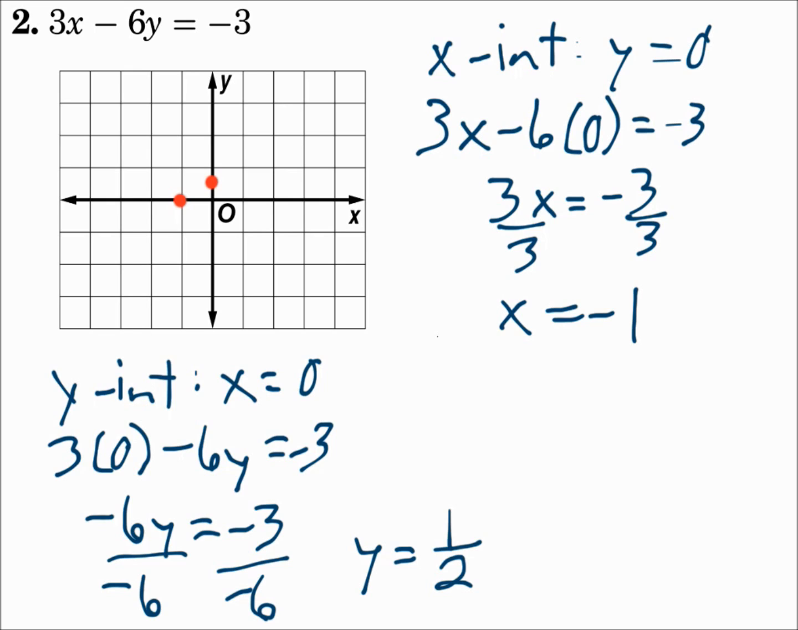So we have the intercepts now. Connect those dots, and your line is drawn. Remember, for the x-intercept, make y equal 0, and for the y-intercept, make x equal 0.